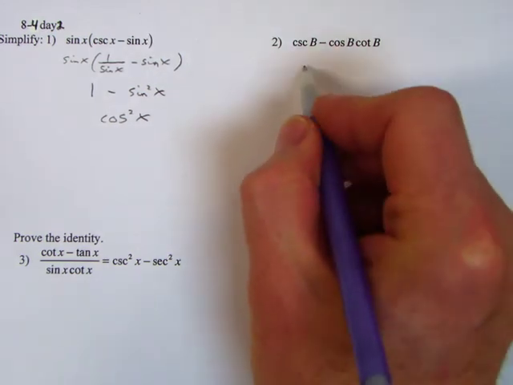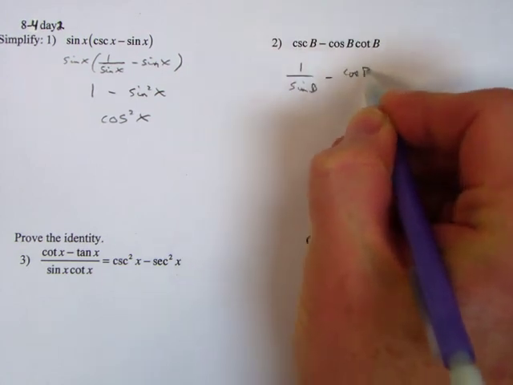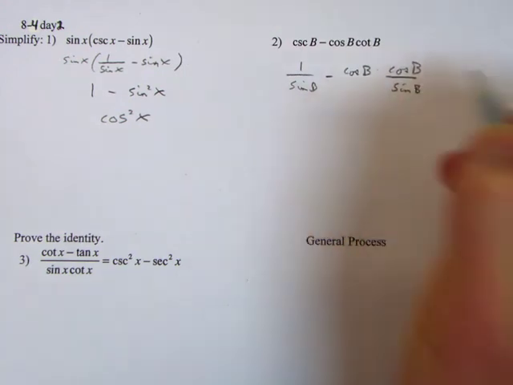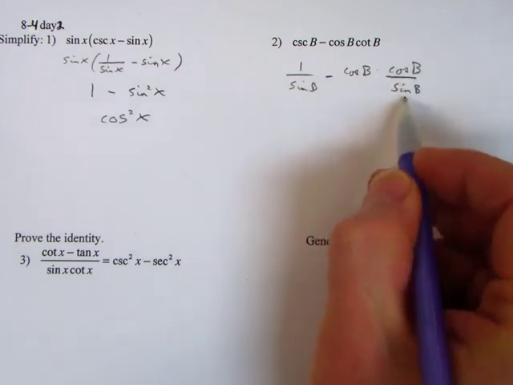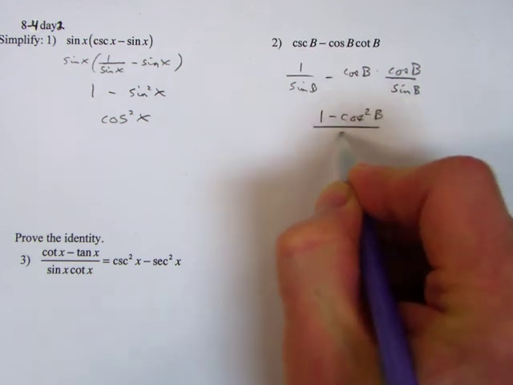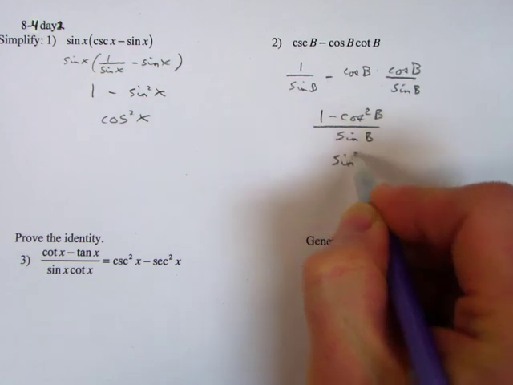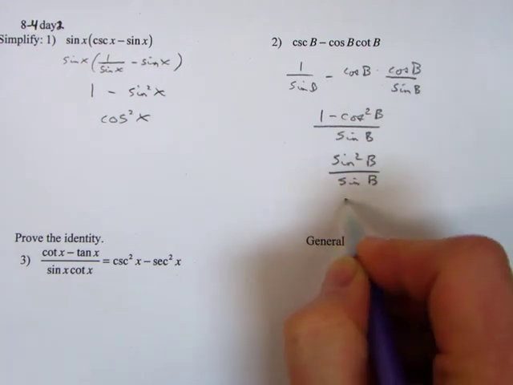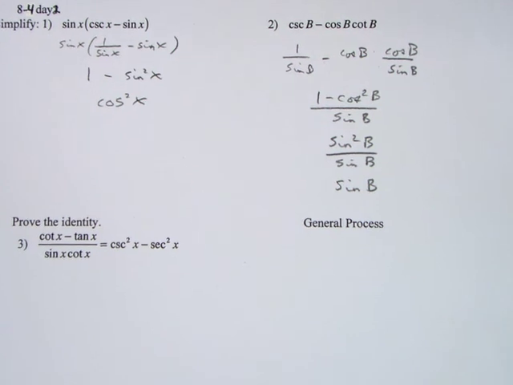Hit pause. All right. 1 over sine of b minus cosine of b times cosine of b over sine b. So we're going to have 1 over sine b minus cosine squared b over sine b. So they have a common denominator. That's 1 minus cosine squared over sine, which is, again, a Pythagorean identity. Sine squared over sine. And that just gives us the sine. And that's it. Now we're going to move to proving.